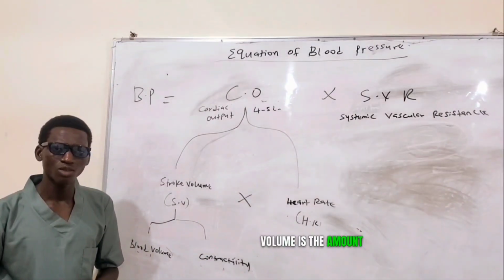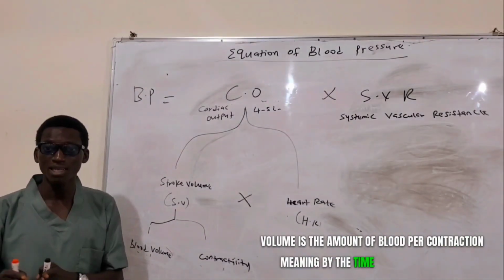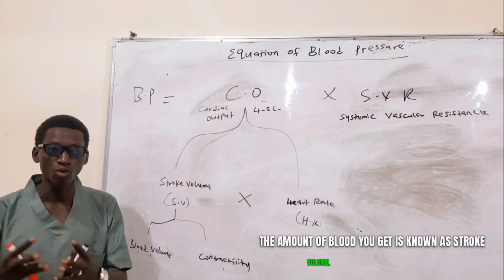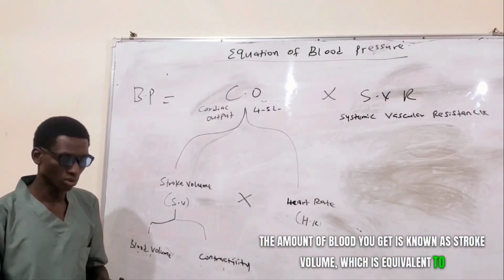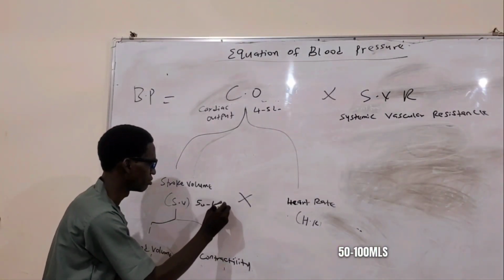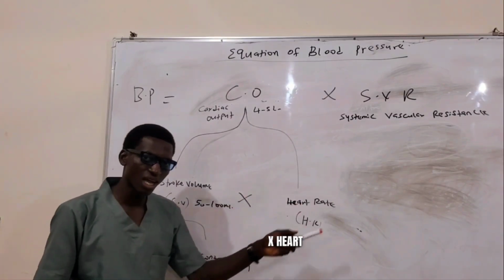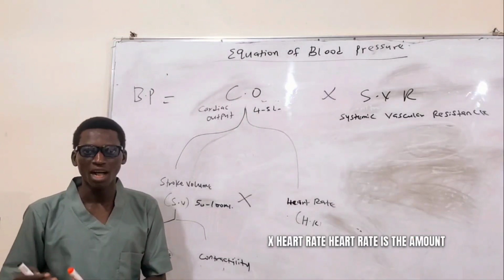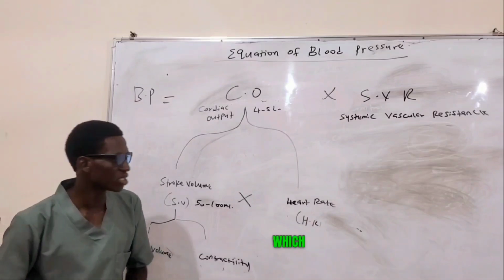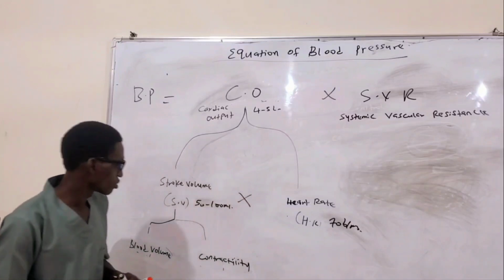Stroke volume is the amount of blood per contraction, meaning the amount of blood you get by the time the heart contracts once is known as stroke volume, which is equivalent to 50 to 100 mils, times heart rate. Now, heart rate is the number of heartbeats per minute, which is equivalent to about 70 beats per minute.